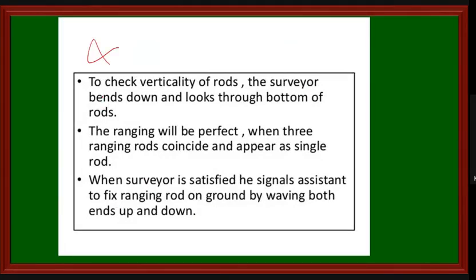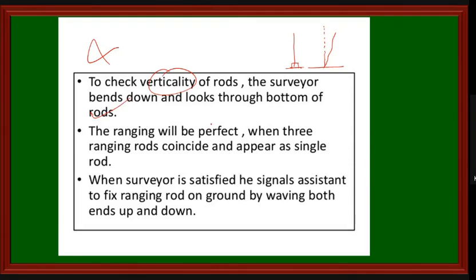Ignore this one, but I will explain it. To check the verticality of the rods, sometimes you should place the ranging rod perfectly in a vertical position. Sometimes it will be tilted. It should be like this, but it will be tilted. To check the verticality, the surveyor bent down and looked through the bottom of the rod.